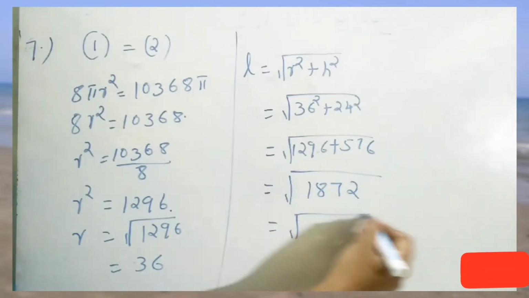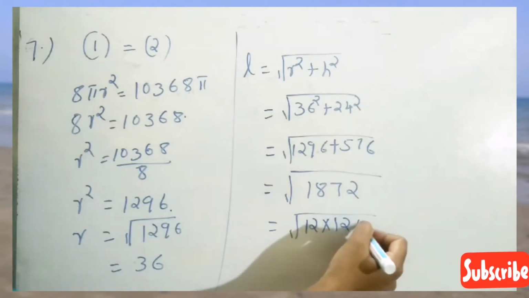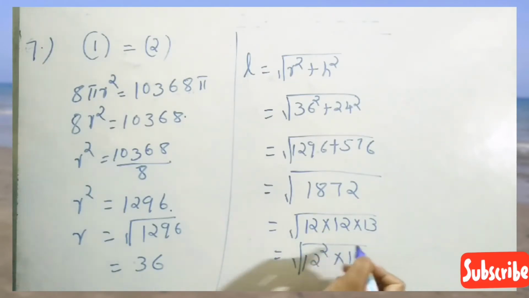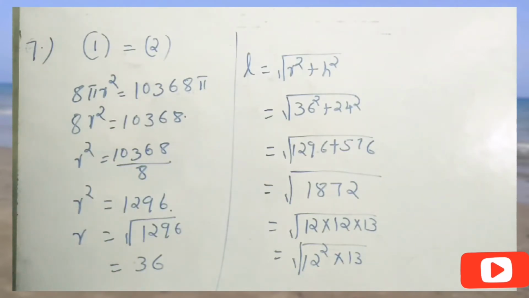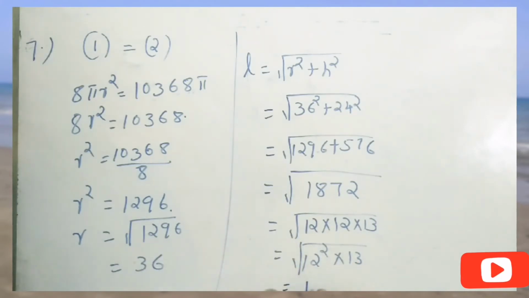1872. This 1872 we can write as 12 into 12 into 13, that is 12 square into 13. This 12 square we can take outside of that square root, then that is 12 root 13. 12 root 13, that is the slant height of the heap. Therefore, the slant height of the heap is equal to 12 root 13, and the radius is equal to 36. Now, eighth question.